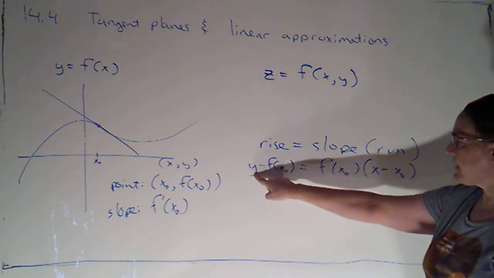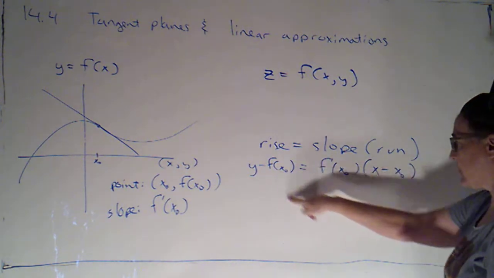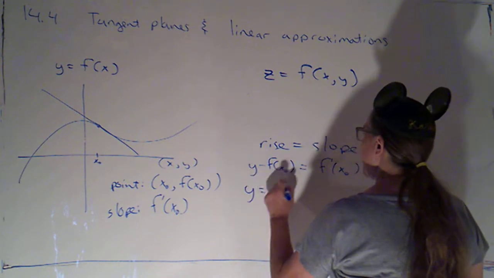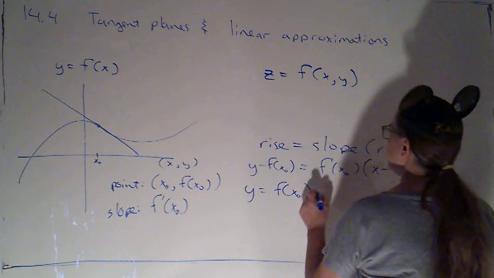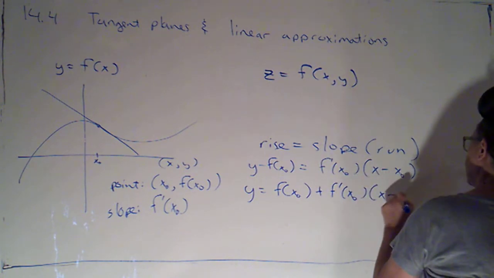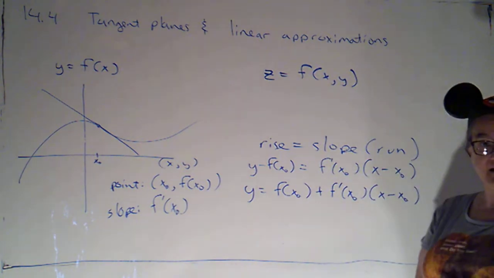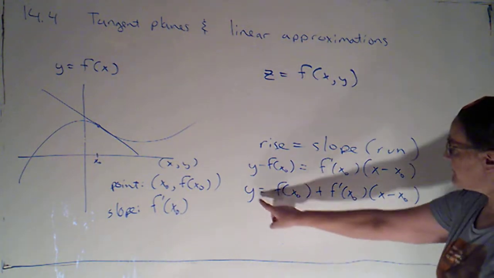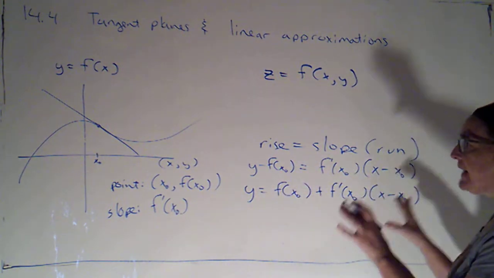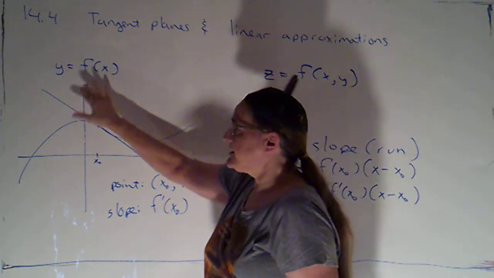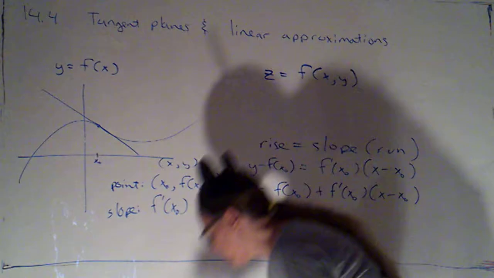Now what I'm going to do is I'm just going to solve this for y. So I'm going to add over my f of x naught. So we would get y is equal to f of x naught plus f prime of x naught times x minus x naught. Excellent. And that gives me the y value on the tangent line. Y equals f of x gives me the y value on the curve.